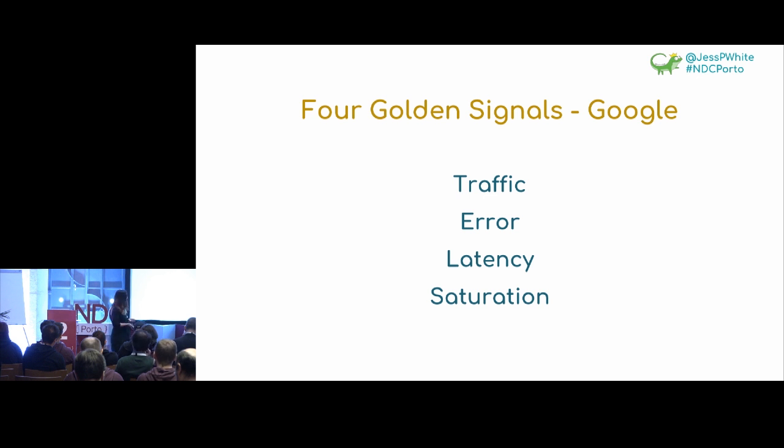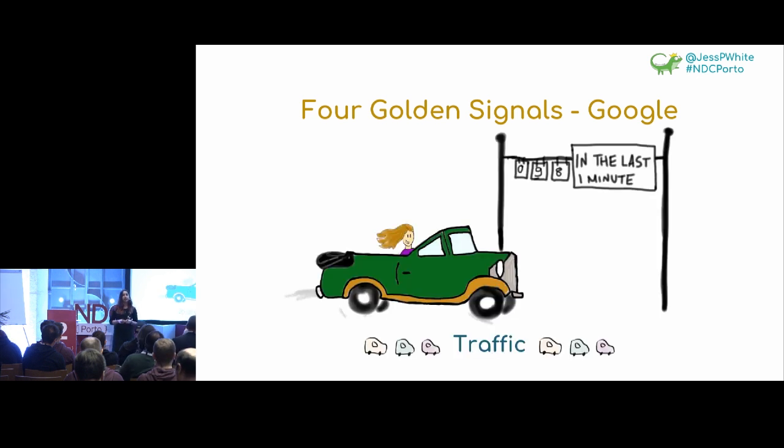So again, I'll quickly go through. Traffic, the amount that your API is being hit in a certain amount of time. So in this case, how many cars are going through my post in the last minute. The amount of time is important, because then you'll be able to tell whether that's going up or down and get some useful measurements out of it.